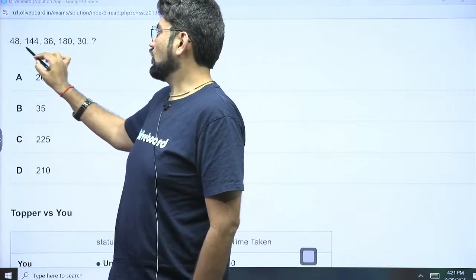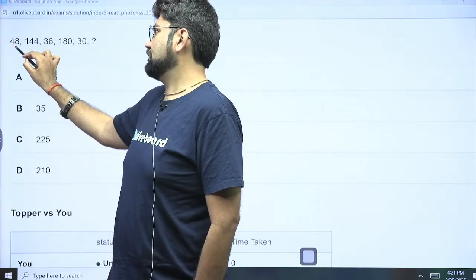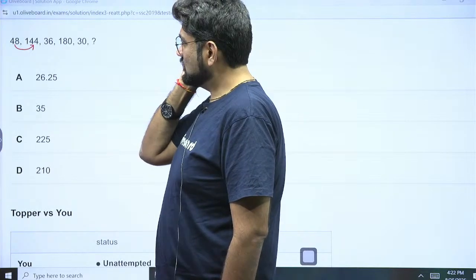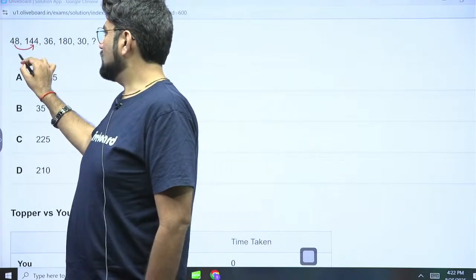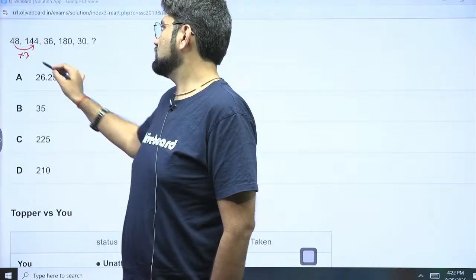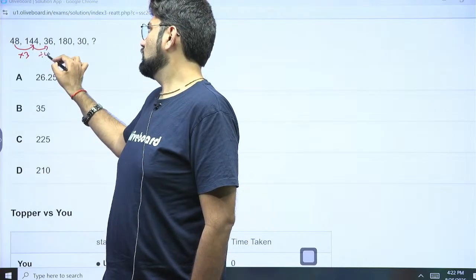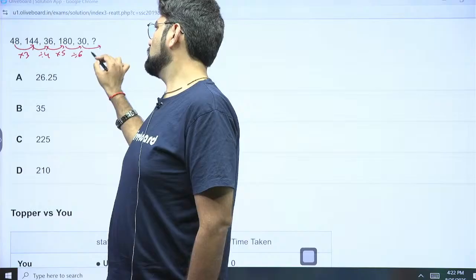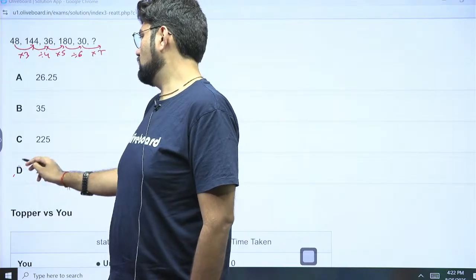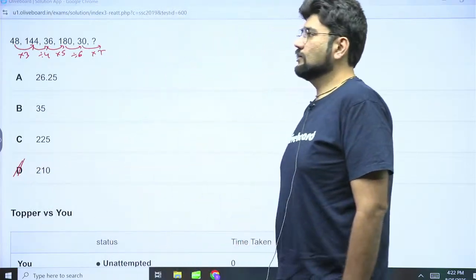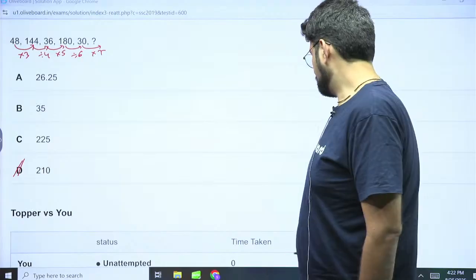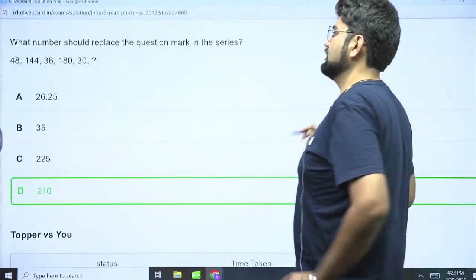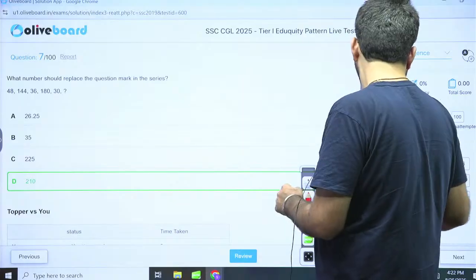Next. 48, 144. What exactly is happening here? You're multiplying by 3, right? And this we are dividing by 4. So you are multiplying by 5. This you are dividing by 6. So this you will multiply by 7. This is 210. Option D is the right answer. 24 seconds. Very nice. Excellent. Good job.